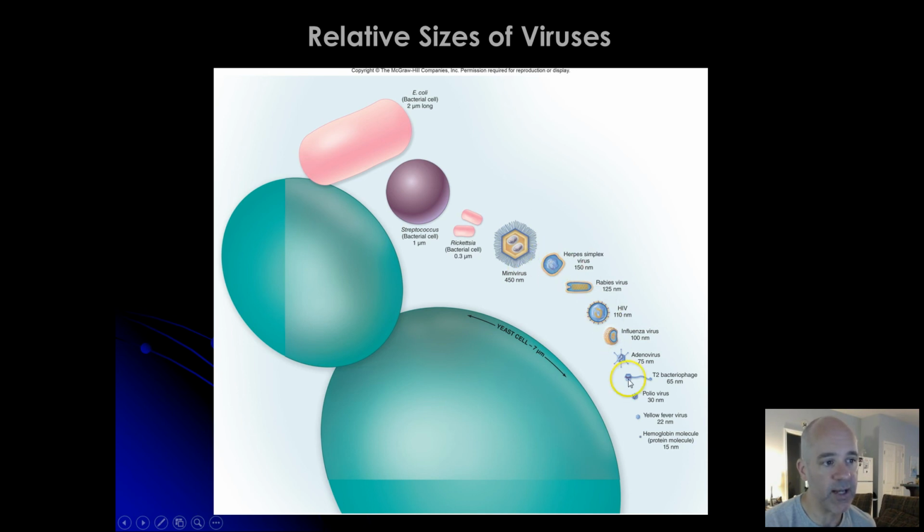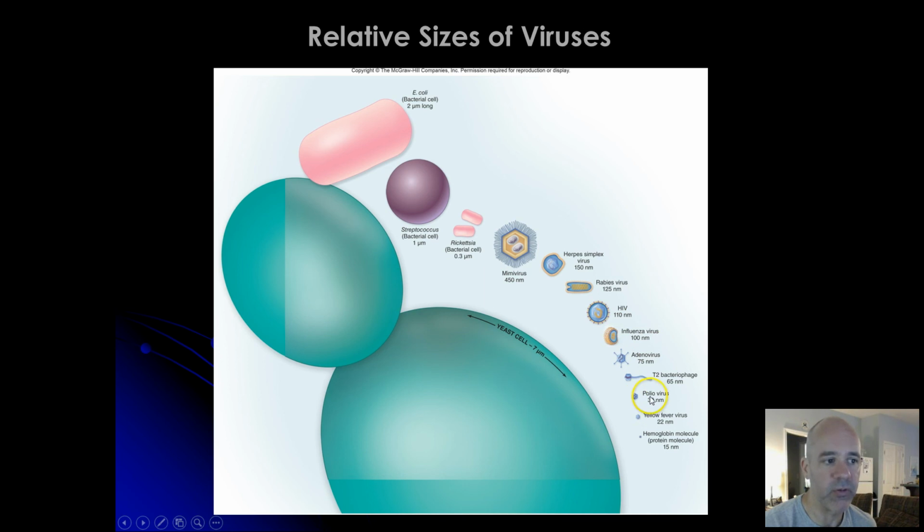More typical virus sizes, you see some variety over here. Herpes simplex viruses, 150 nanometers. A nanometer is a billionth of a meter. That's pretty big for a virus. Rabies, 125 nanometers. There's HIV, 110. Almost the same size as influenza, 100 nanometers. And on down the line.